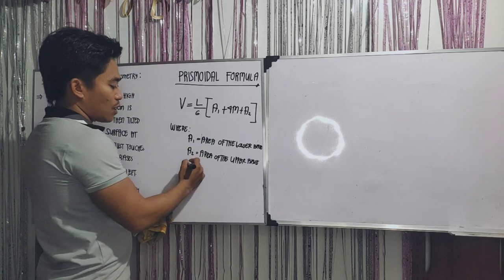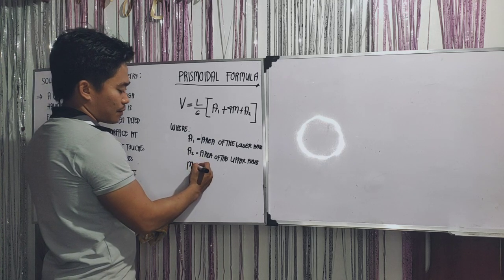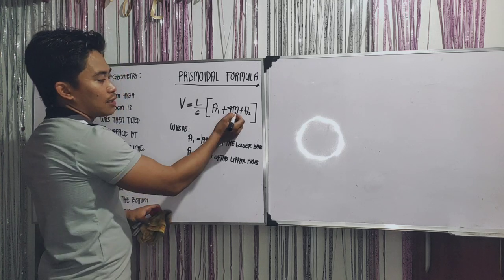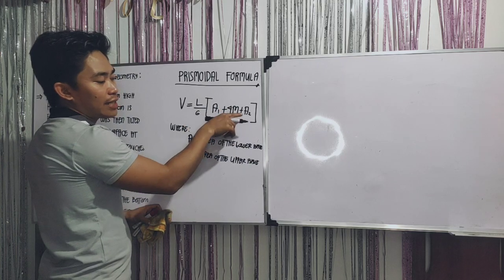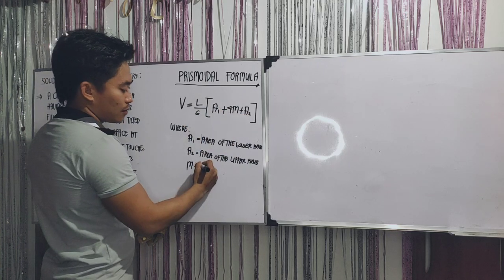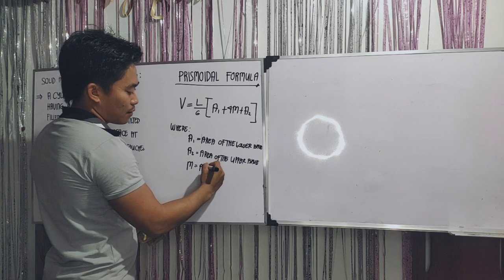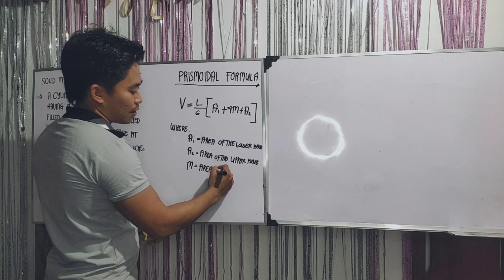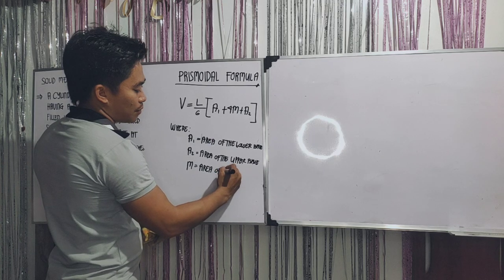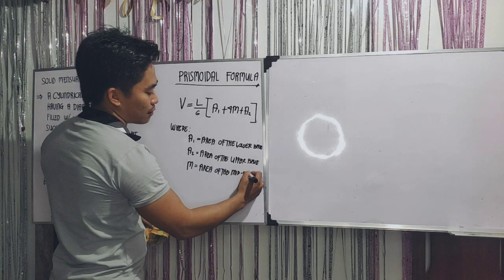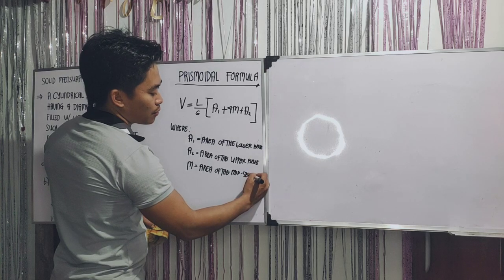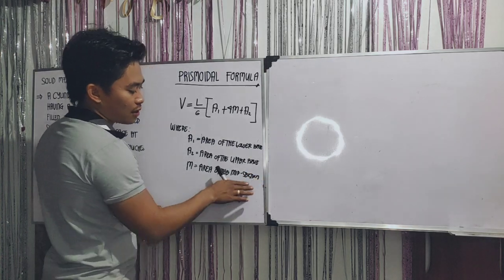Now how about this M? M actually is the area of the midsection. This is the area between A1 and A2. So this is the area of the midsection, or sometimes called the midsection itself, because section means area.